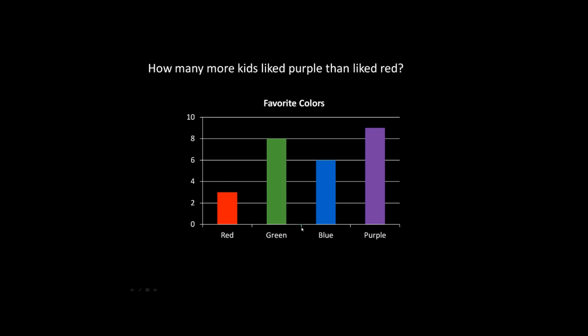So we know there are 9 students who liked purple, and that 9 is here, that represents the 9 students. And we know that 3 students liked red. And what we're trying to find is the difference between this bar and this bar. What is the difference between 9 and 3? And when we look for the difference, we know that we subtract. Okay? So 9 take away 3, we should all know is 6. So this means that 6 students liked purple more than they liked red.